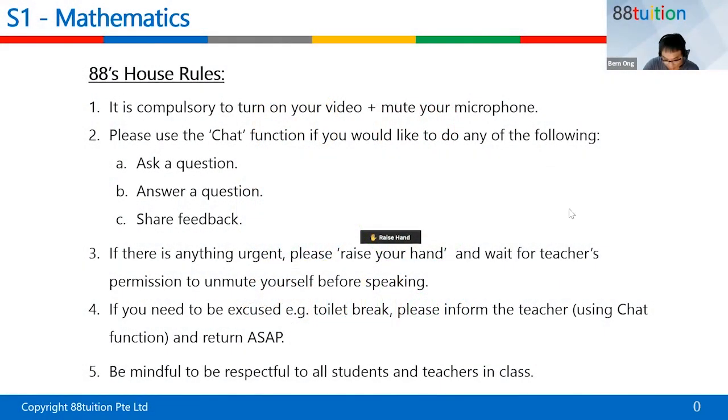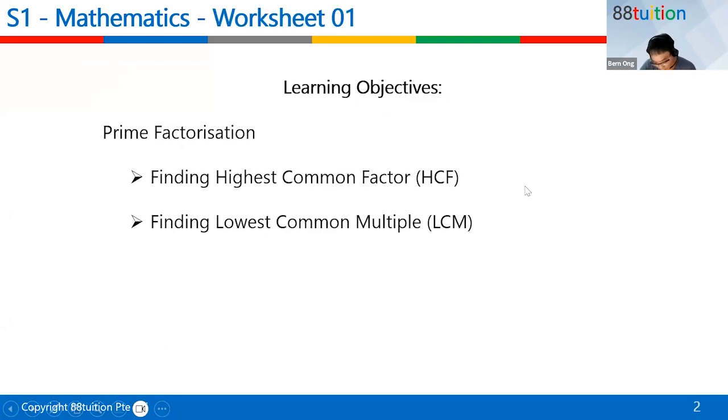All right, let's take a look at today's lesson objective. The learning objective is about something called prime factorization. This is usually the first lesson in most schools, because your textbook talks about prime factorization, prime numbers, highest common factors, and lowest common multiple.